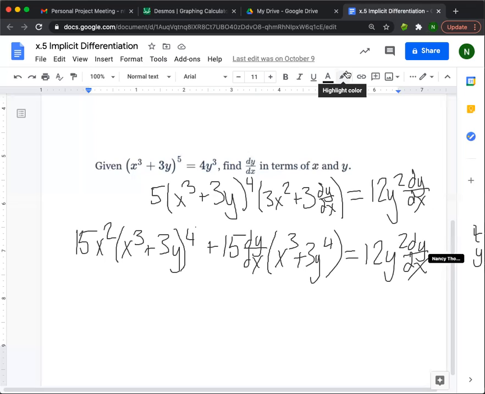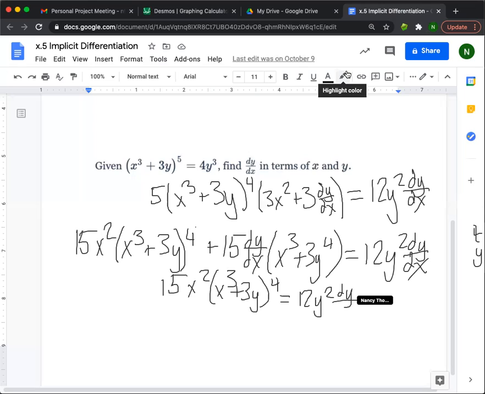Okay, so same thing as before. I'm just going to move the things with the dy/dx to the other side. So from here, I'm left with 15x squared times (x cubed plus 3y) raised to the 4th power is equal to 12y squared dy/dx minus 15 dy/dx times the quantity of (x cubed plus 3y) to the 4th.